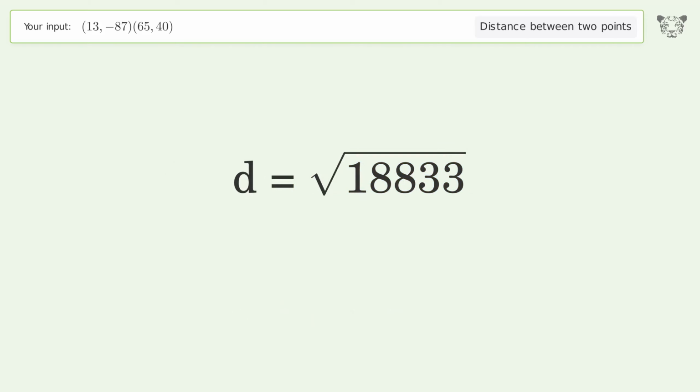And so the distance between the 2 points is the square root of 18,833, or 137.233.